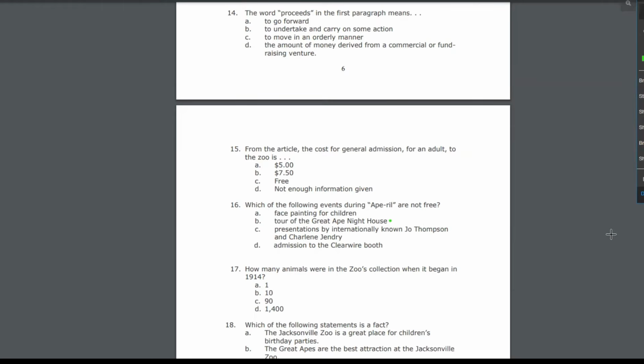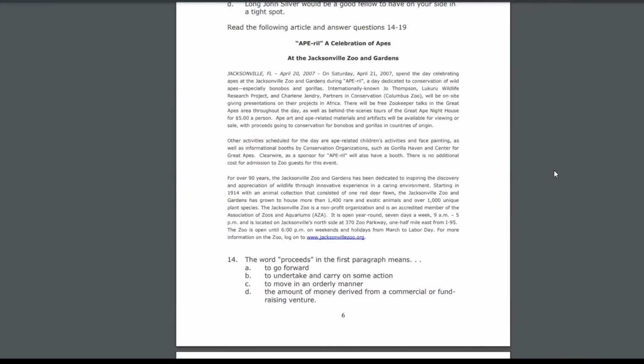All right, it says presentations by internationally known Joe Thompson and Charlene Gendry. I know that was in the first paragraph. Now, again, as I'm going through this, I'm just being very specific and thorough just to give you guys an idea of how to do the process of elimination. I do feel like that question was more straightforward, like it told you that it was $5 per person. So this will be a question where you don't have to do process of elimination, but I still just do it anyway, just to double check to make sure I didn't miss anything.